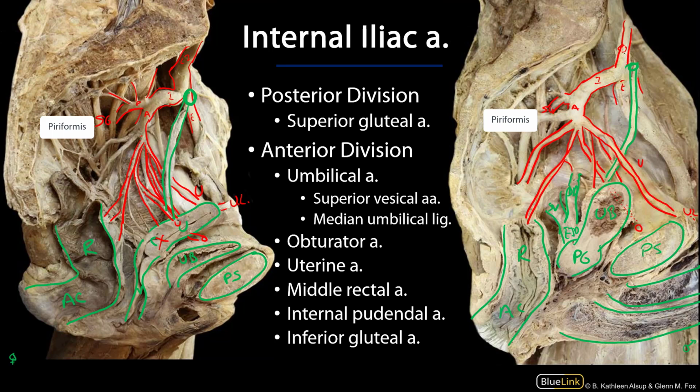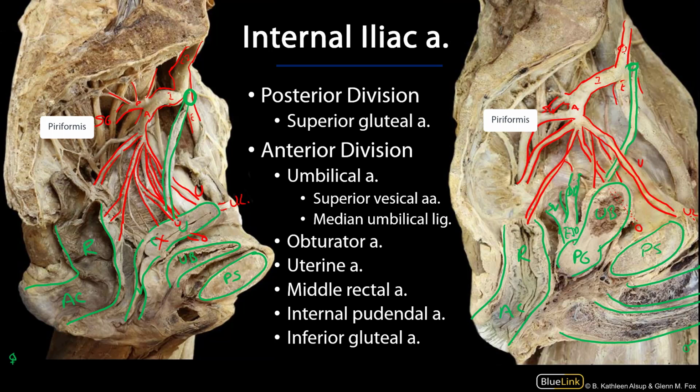The internal pudendal artery is going to exit out of the pelvis through the greater sciatic foramen, wrap around the sacrospinous ligament, head through the lesser sciatic foramen, and through the pudendal canal or Alcock's canal, which is the fascia of obturator internus muscle, and go out to serve the perineum with blood.